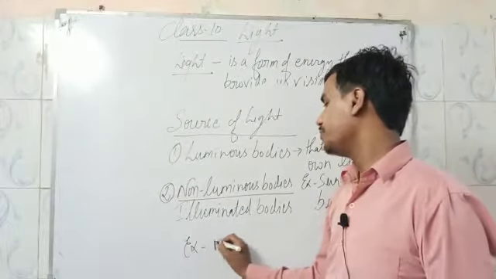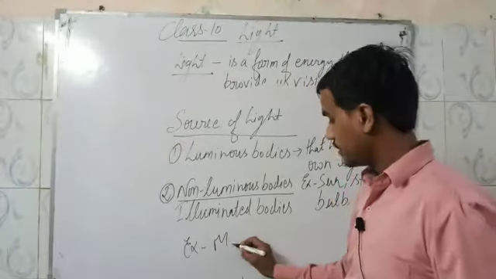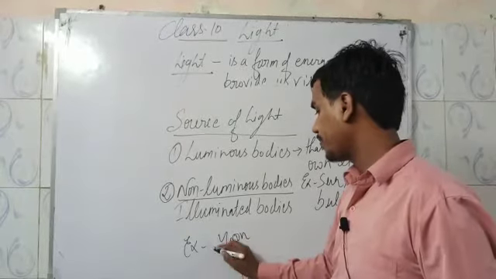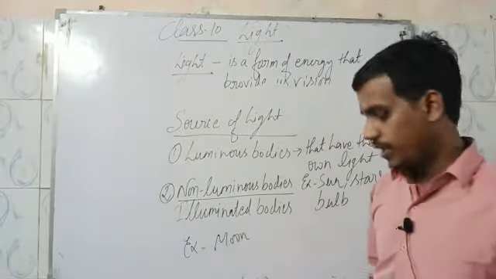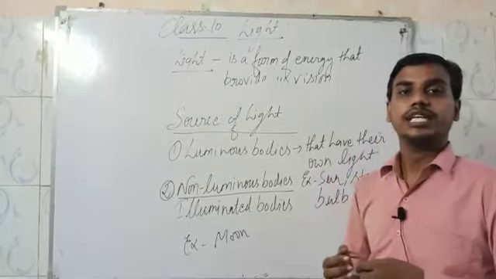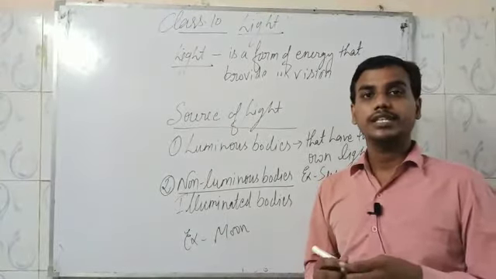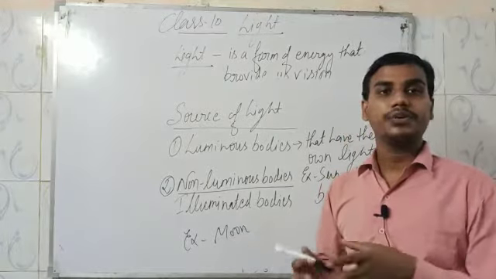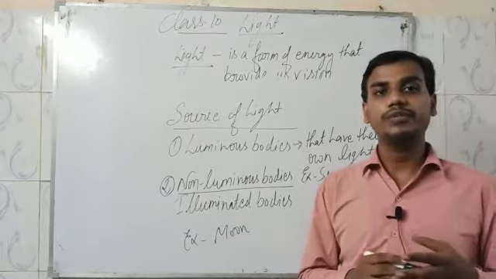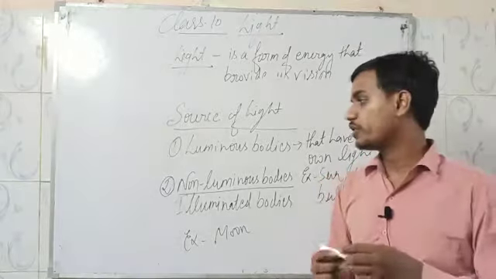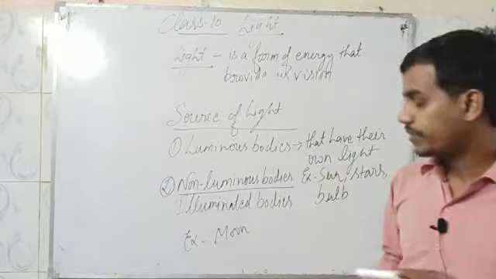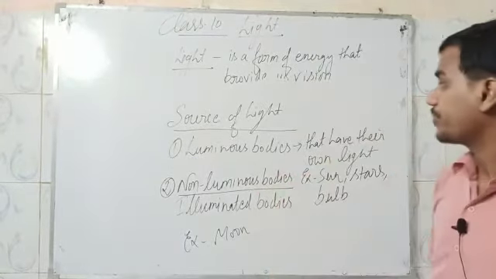Example: the moon. As we all know, the moon is a natural satellite of the earth and it revolves around the earth, so it reflects sunlight to the earth and we can see the moon because of sunlight, not its own light, because the moon doesn't have its own light.